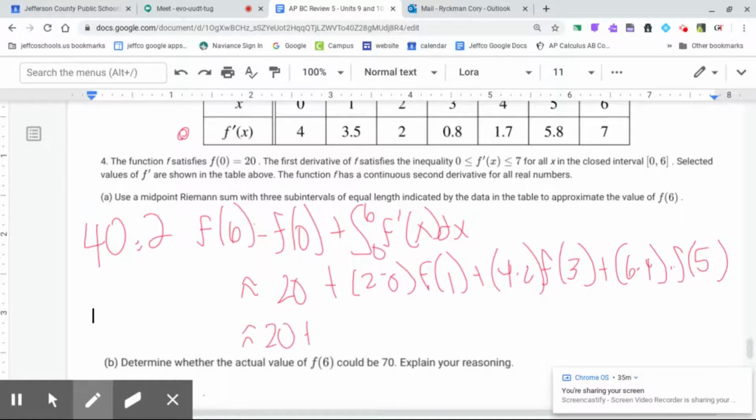That's 20 plus 2 times 3.5 plus 2 times 0.8 plus 2 times 5.8. And that's where I got 40.2. Now, if you got 20.2, you just focused on the integral. You just didn't read and said, oh, midpoint Riemann sum, boom, integral, here I go. And you didn't look at the whole context of the problem, right? So you left that out, and that's kind of important.